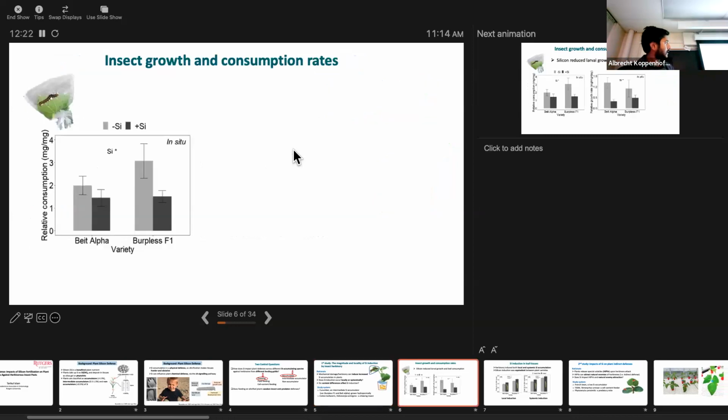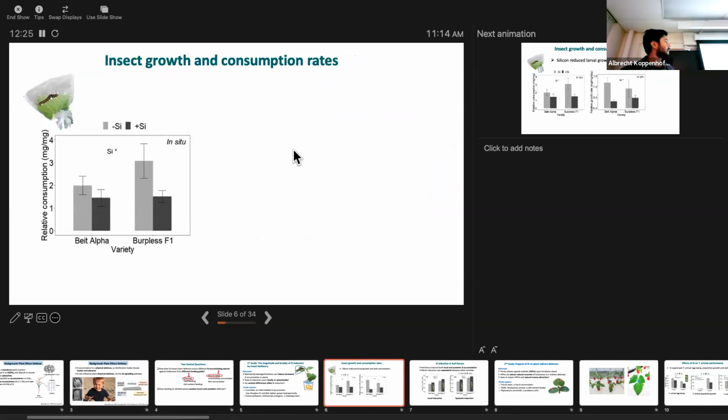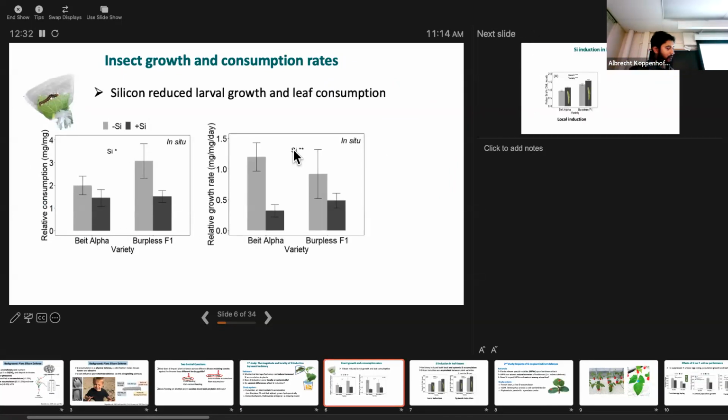So I'll be showing you some results from this study. We found that silicon supplementation reduced both consumption and growth rate of Helicoverpa armigera. These are silicon plants. The growth was almost half on plants that have access to silicon supply, and it also reduced their consumption of leaf tissues. And the effect was consistent in both varieties.